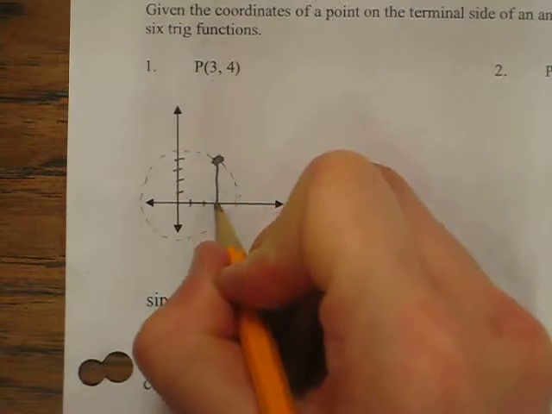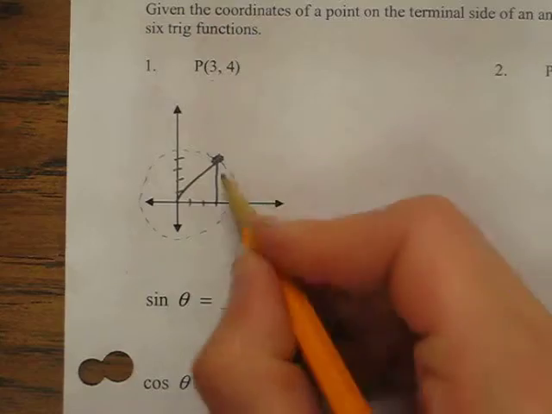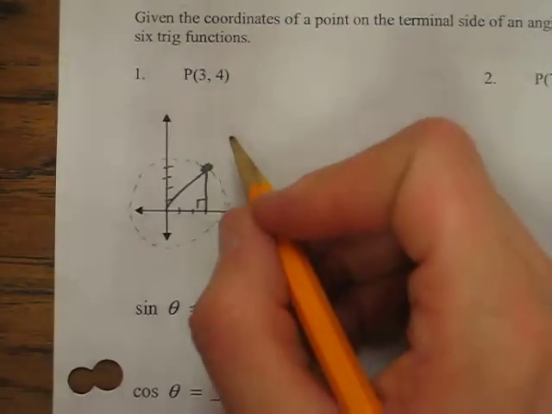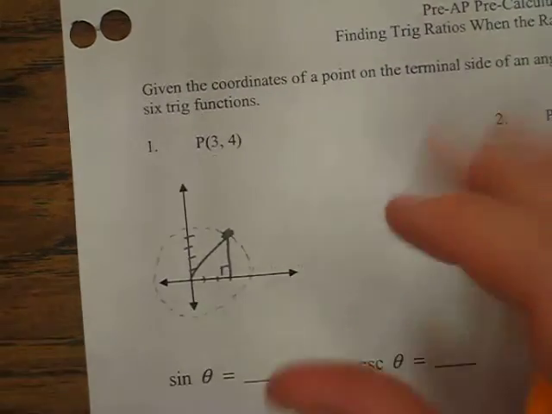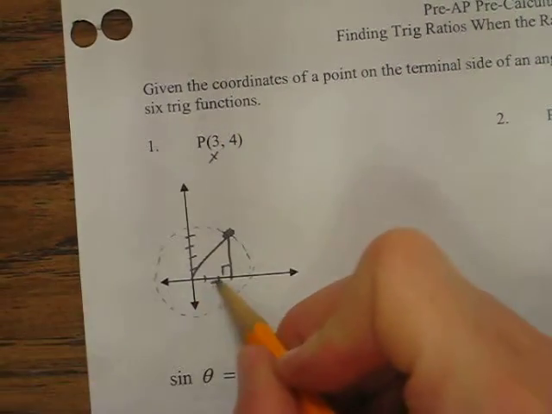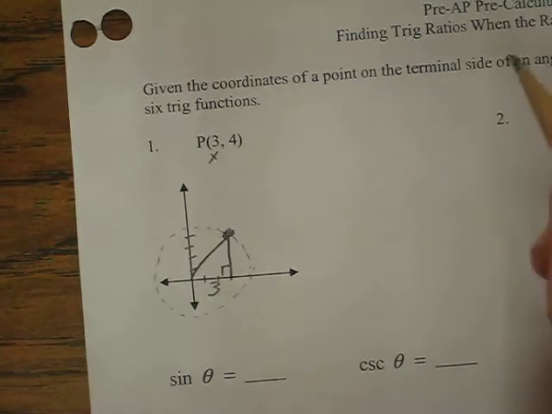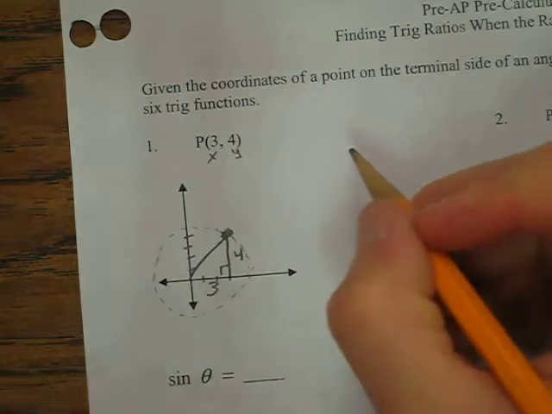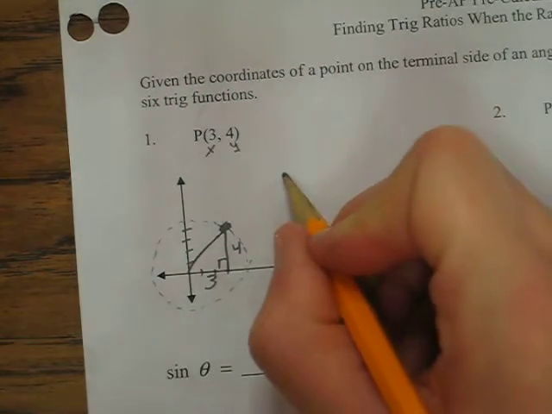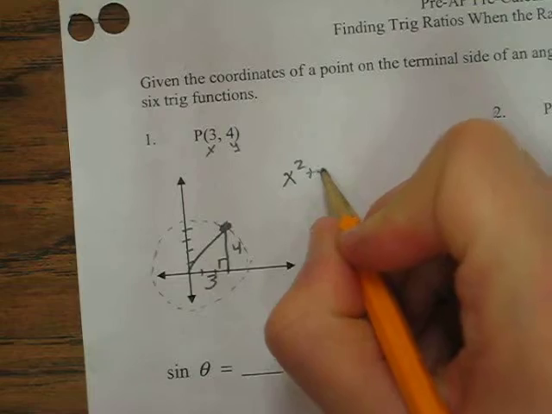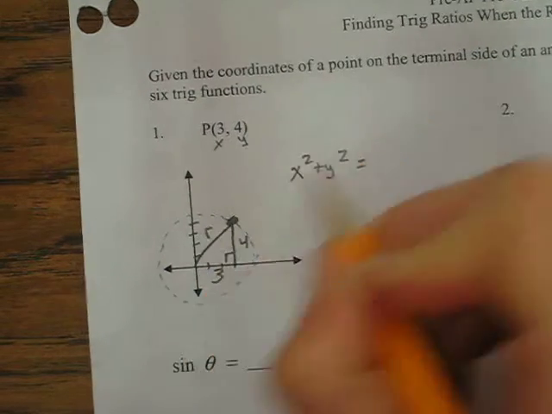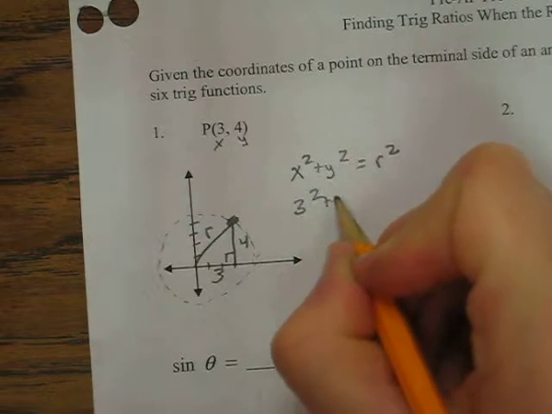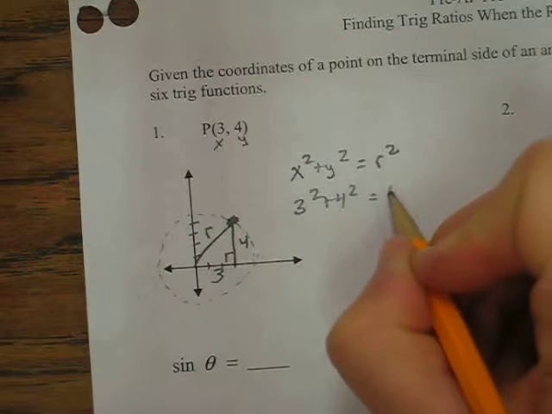So we can draw a triangle, and you always draw it so that you have a right angle on the x-axis. So since this is in the first quadrant, we know all of our trig values should be positive. Since this is x, that side length is 3, and since this is y, this side length is 4. And we could use the Pythagorean theorem to figure this out. It's x squared plus y squared equals the hypotenuse, which we're going to call r squared. And so this would be 3 squared plus 4 squared equals 5 squared.